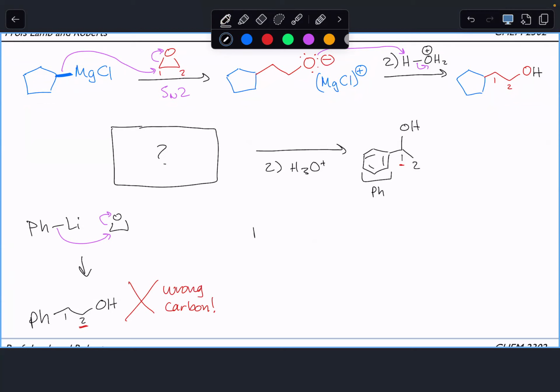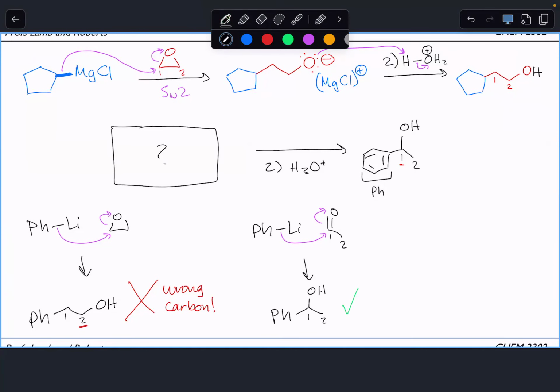The next one was phenyllithium and acetaldehyde, is what that's called. So if we draw out what we get for this, you would get phenyl, 1, 2. Now our oxygen is attached to the 1 carbon. So that's correct. That is what we want.